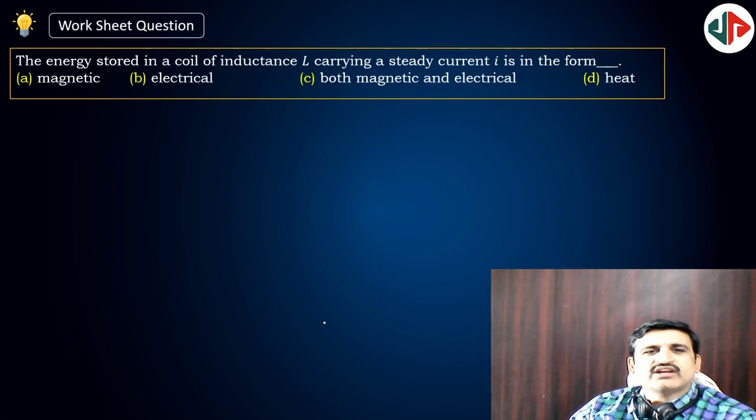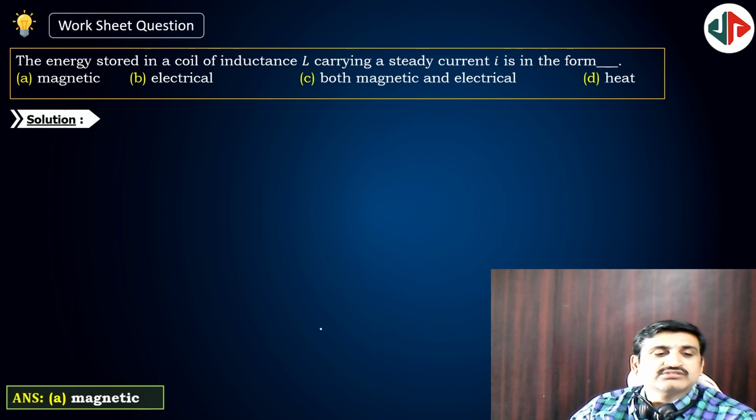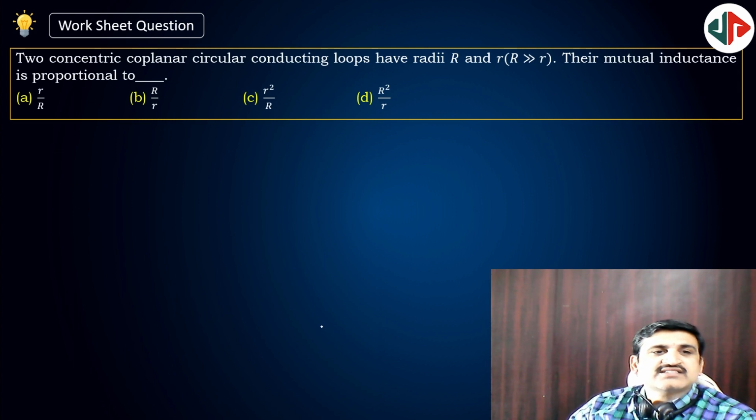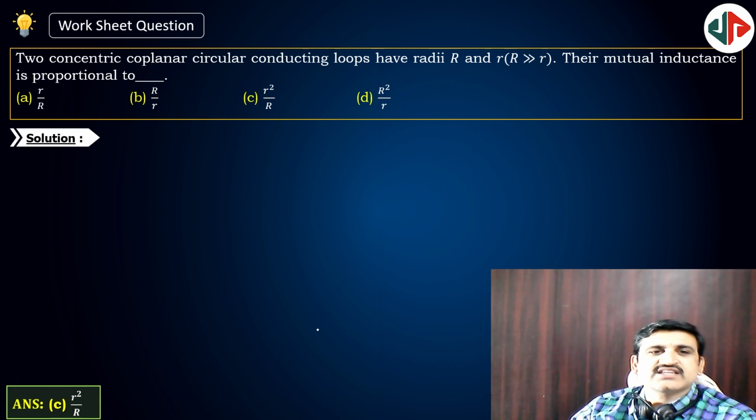Energy stored in a coil of inductance L carrying steady current I is in the form of magnetic field energy. Inductor always carries magnetic field energy. So magnetic. Concentric coplanar circular conducting loops are R and R. The mutual inductance is proportional to R square by R. So option is C. Just in the previous question we got L square by L. This is also like that one.